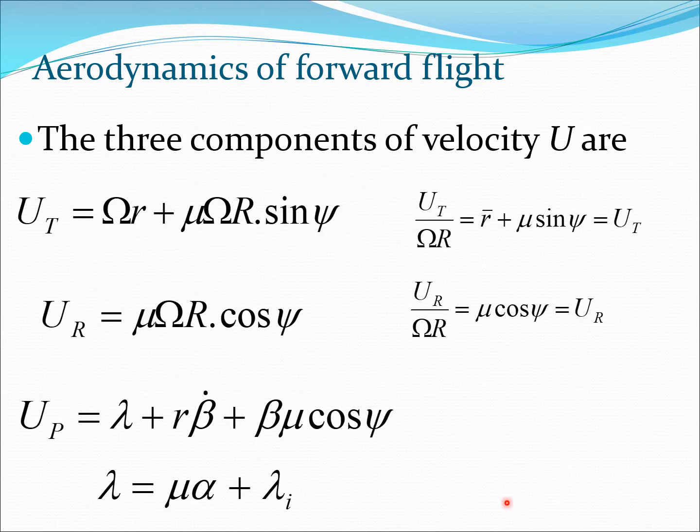So let's now turn to the expression for the velocities. The three components of the velocity U are given here. You have the tangential component UT, you have the perpendicular component UP, and you have the radial component UR. Now these components are so important in helicopter dynamics that one should completely memorize them. We often write these components in a non-dimensional form by dividing them by rotation speed times radius, the hover tip speed. So that's the value here.